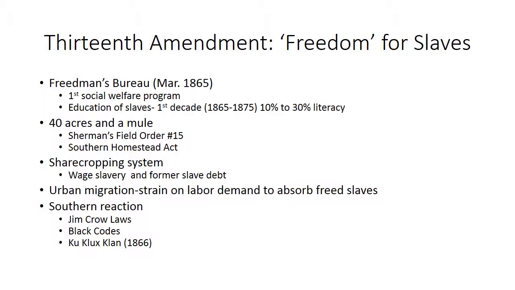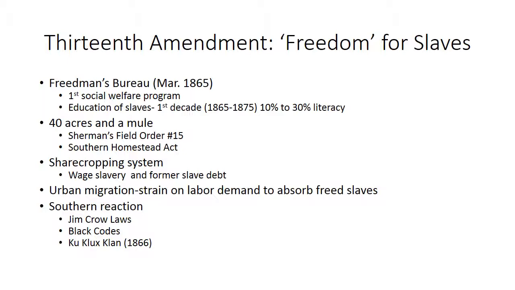Now, 40 Acres and a Mule refers to an initiative by Sherman as he marched to the sea at the end of the war. He would confiscate Southern property in Field Order number 15, and then give 40 acres and a mule to the slaves. This ultimately was reversed by Congress because it was determined that Sherman had dramatically overstretched his authority. And they'll set up instead the Southern Homestead Act, which is consistent with the Homestead Act of 1862, which promises 160 acres to anyone that will develop the land. This is effectively what the Southern Homestead Act will do as well.